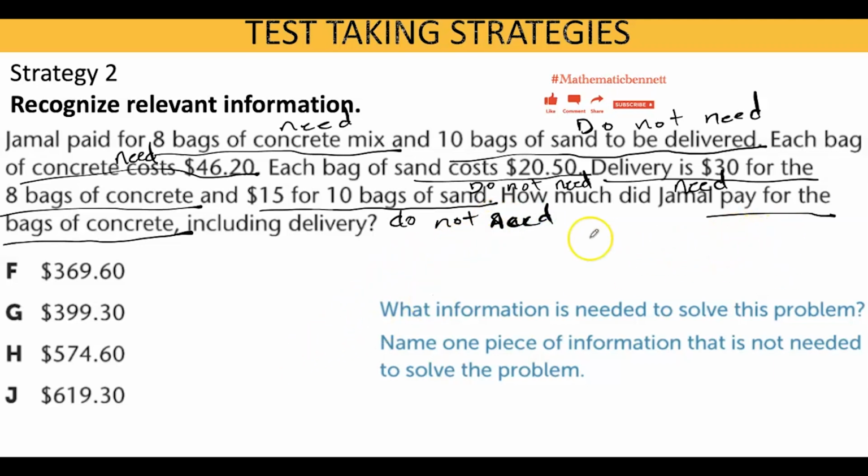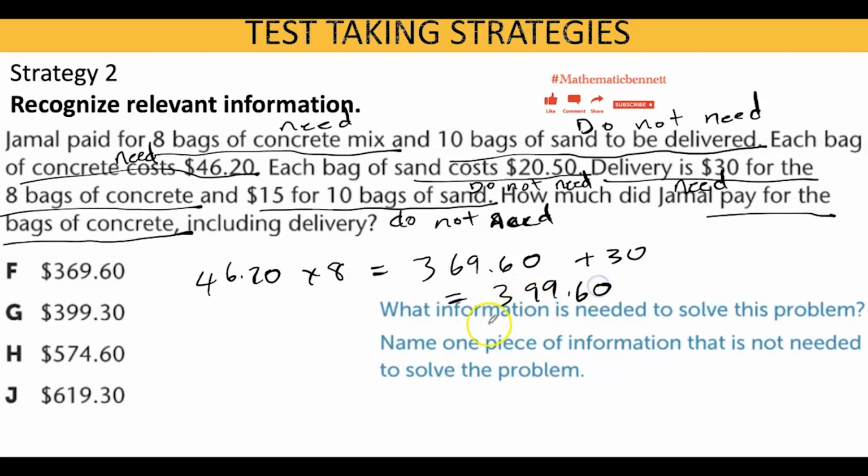Alright, obviously we can see that the question is asking us about the bags of concrete. So it's $46.20 for 1 bag, and we bought 8 bags. So that would cost us $369.60. Then we had to pay for delivery, and they said delivery for the 8 bags of concrete was $30. So we have to add that $30 to that amount, and we'll see that we get $399.60. Alright, the closest one to this would be G.